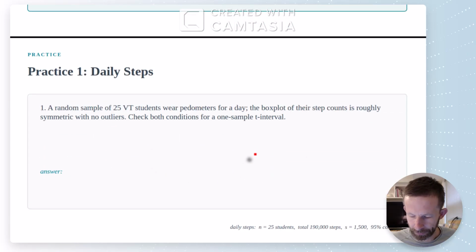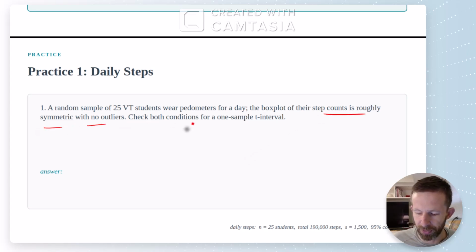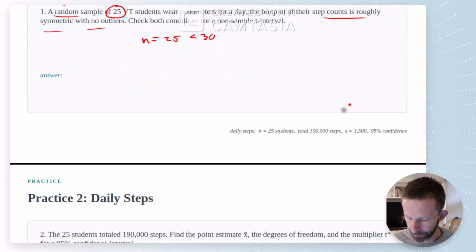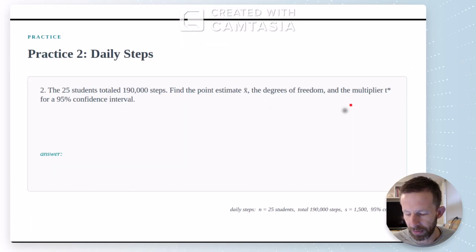So one more example: a random sample of 25 Virginia Tech students wore speedometers for a day, and a box plot of their step counts is roughly symmetric with no outliers. Check both conditions. So a random sample, good. And even though my n is 25, which is less than 30, the distribution is symmetric with no outliers. The 25 students totaled 190,000 steps. Find the point estimate, degrees of freedom, and the multiplier.